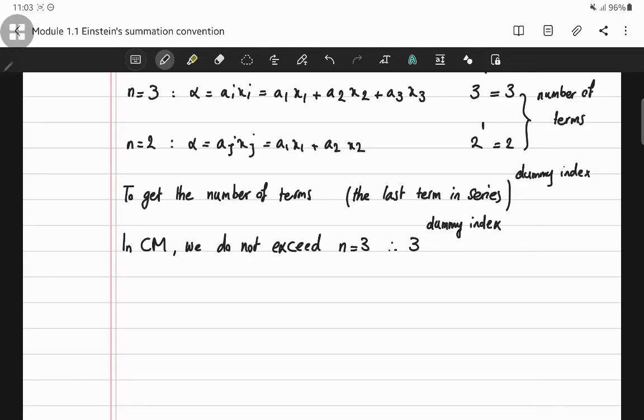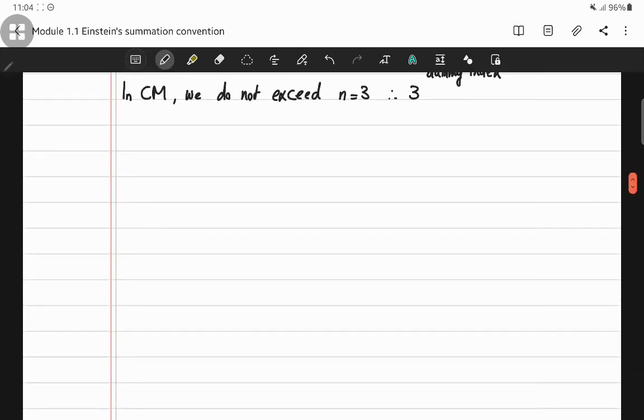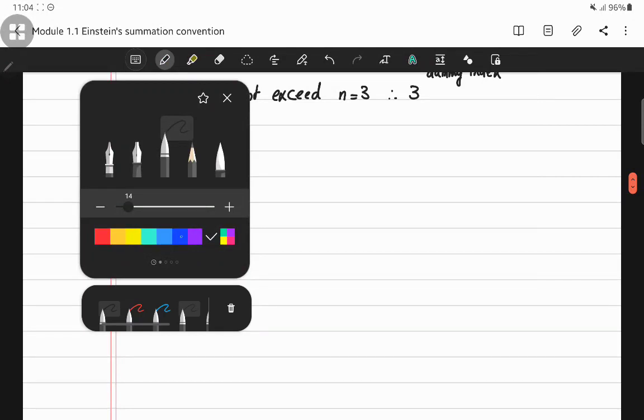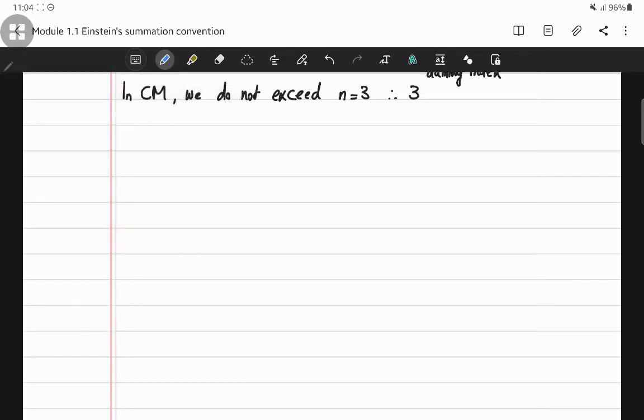So this is called the Einstein summation convention. But we also have some other things that we have to take care of. So now we know what a dummy index is. A dummy index is just a placeholder.